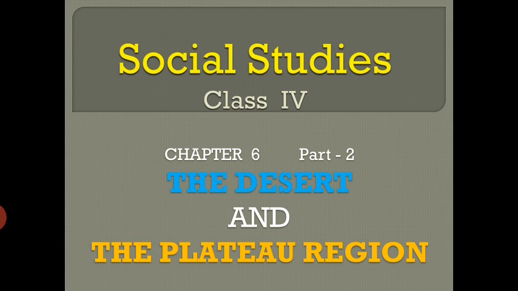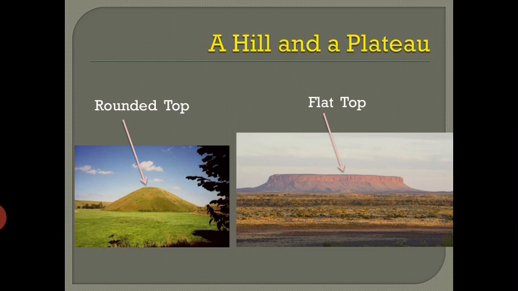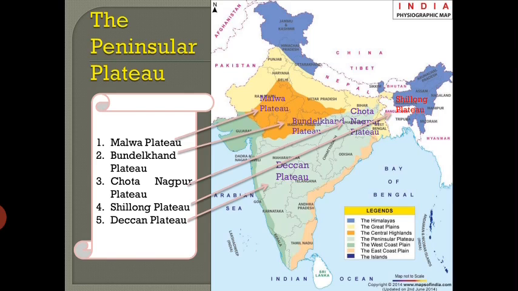Okay, so let's start. Look at this, we can see here a hill and a plateau. This is a rounded top and this is a flat top. Look at this, the peninsular plateau: first is Malwa plateau, Bundelkhand plateau, Chota Nagpur plateau, Shillong plateau, and next is Deccan plateau.